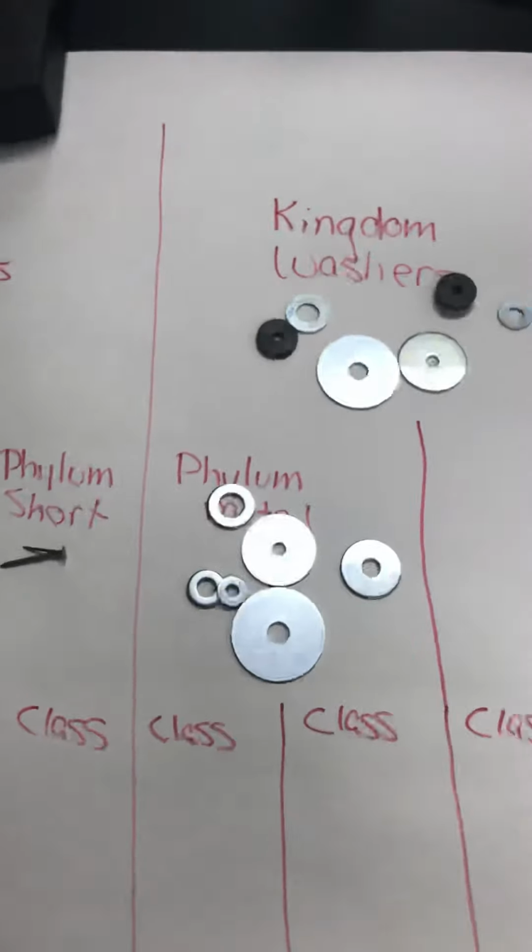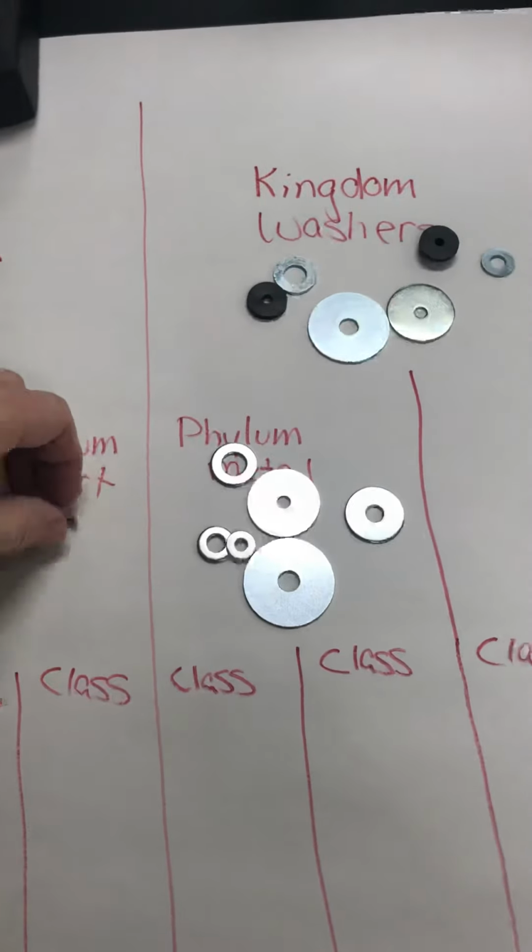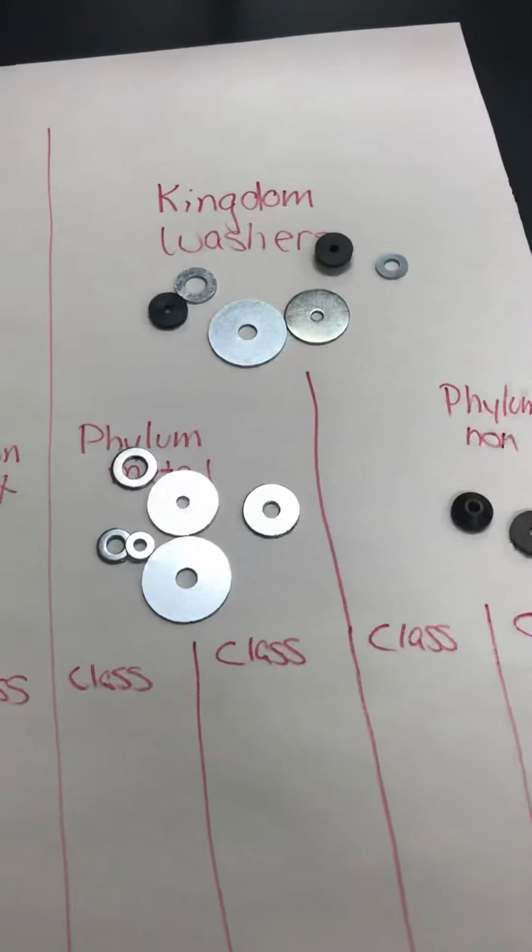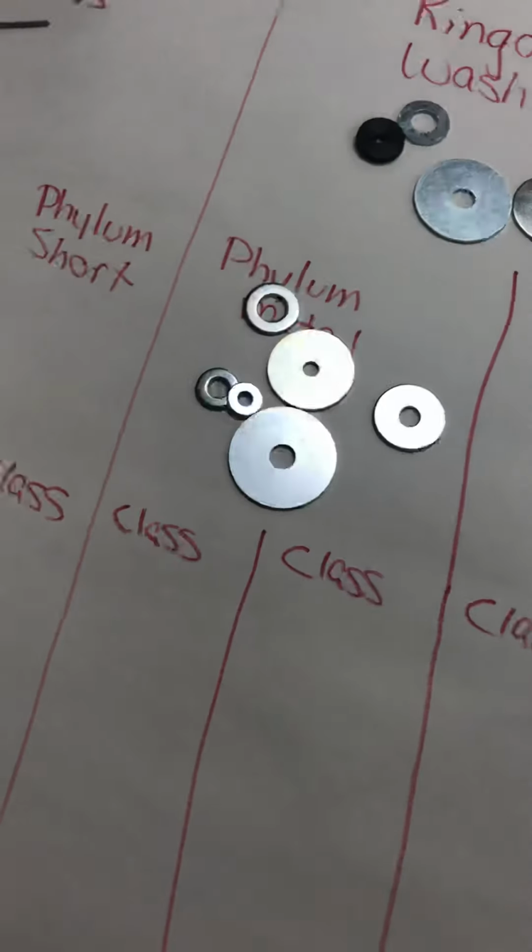Now I've got phylum short, the short screws. Let's see, I believe we had big and small. So this one's a lot bigger and that one's a lot smaller.